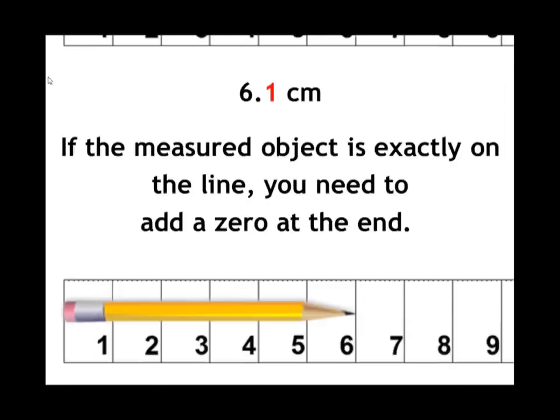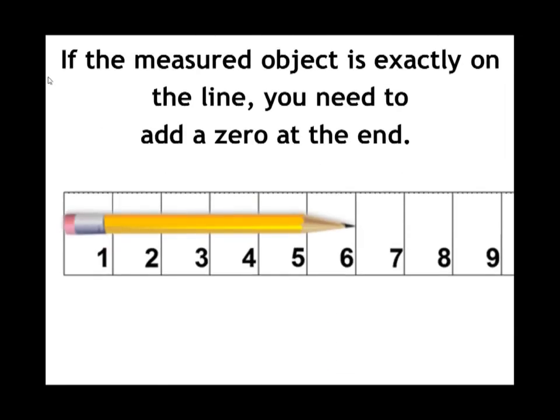Now suppose that we're measuring an object where it falls on the line. We still are unable to call this 6.